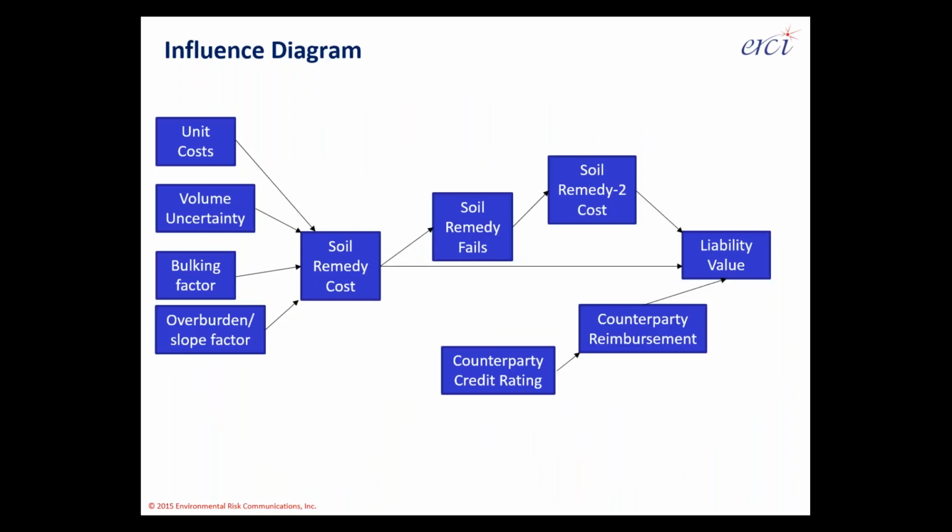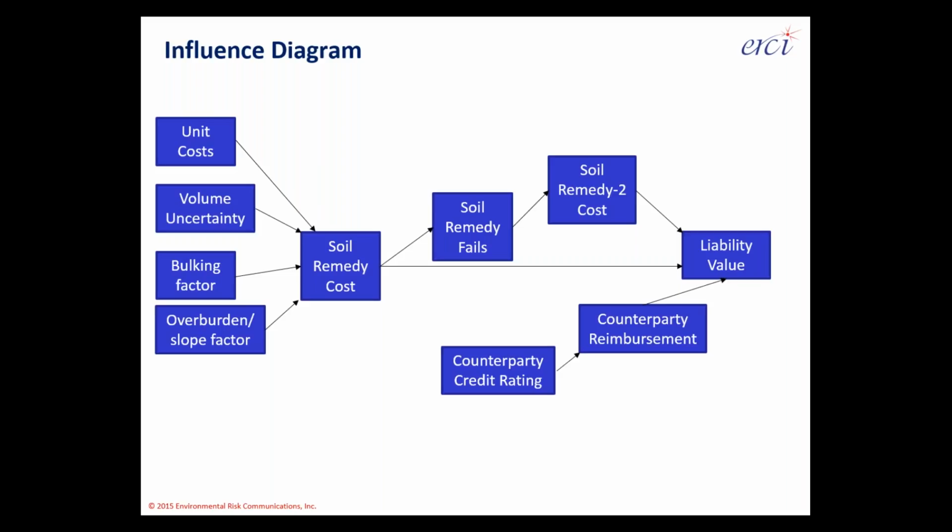Another tool that we find is incredibly useful to differentiating between what the problem is and what a solution might work out to be is an influence diagram. And this is an influence diagram that we would use, for example, to pick out the outcome at the very far right end, the liability value.